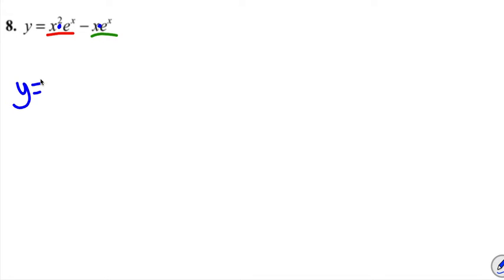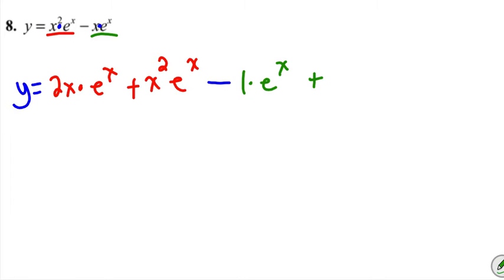So y prime equals the derivative of the red. It's a product rule, so I do the derivative of the first, which is 2x, times the second, which is e to the x, plus the first, which is x squared, times the derivative of the second, which is e to the x, minus, now I'm doing the green part here, the derivative of the first is 1, times the second, e to the x, plus the first, x, times the derivative of the second, e to the x.